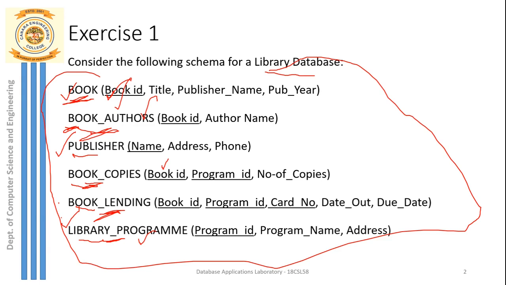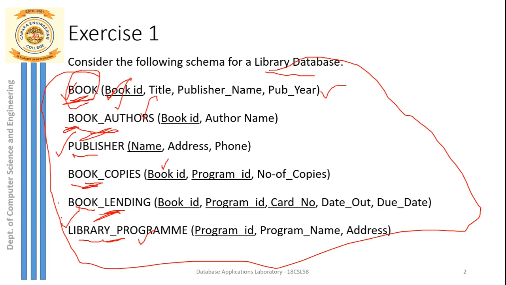So in total you need to implement 6 tables: book, book authors, publisher, book copies, book lending and library program. These are the tables that you have to implement. Apart from this, you can also implement one more table. So let's discuss which is that one more table. But before that, let's discuss each table in detail. Let's discuss the first table, that is the book table.